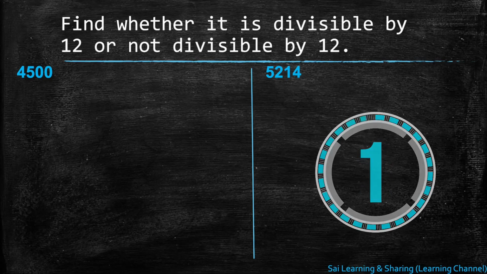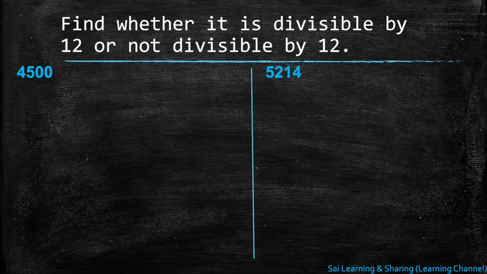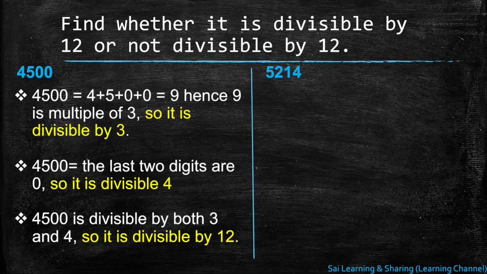Now to the answers. The first one, 4,500. When we add this number, we get the answer as 9. Hence 9 is a multiple of 3, so it is divisible by 3. Let's check if it is divisible by 4. The last two digits of the number are 0, so it is divisible by 4. Hence it is divisible by 3 and 4, so it is divisible by 12. So 4,500 is divisible by 12.